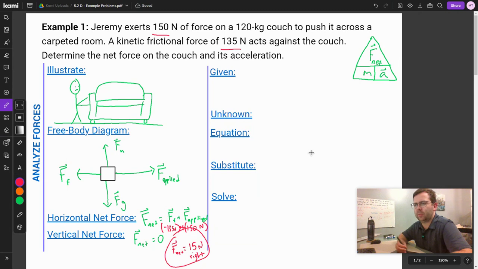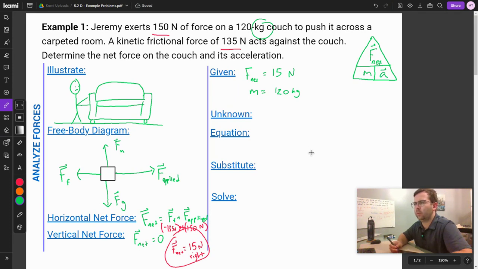You'll oftentimes figure out before you even get to this step over here what the net force is, and you do that by just simply looking at what you're given. You may not always be able to do that. So we can write over here the given information. We know the net force is 15 newtons. We also know the mass of the couch because it says kilograms right here, and so kilograms is the mass. So it's 120 kilograms.